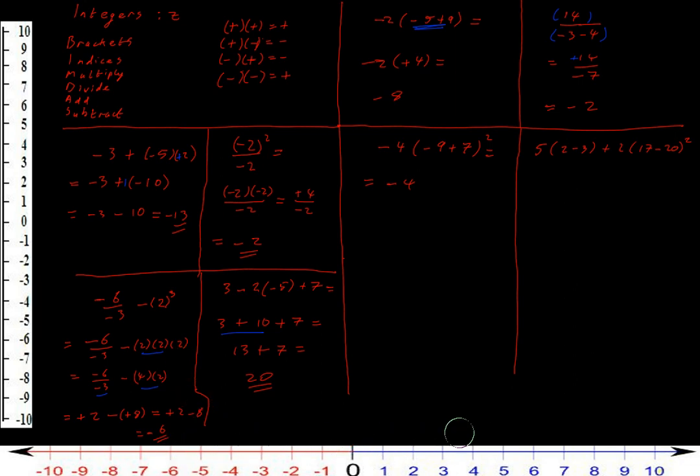If I start at minus 9 and add 7, I'm going to get 7 bigger, 7 warmer. 1, 2, 3, 4, 5, 6, 7. So I end up at minus 2. So I have minus 2, and now I'm going to do my indice. So it's minus 4 multiplied by squared means I'm going to multiply minus 2 by itself twice.